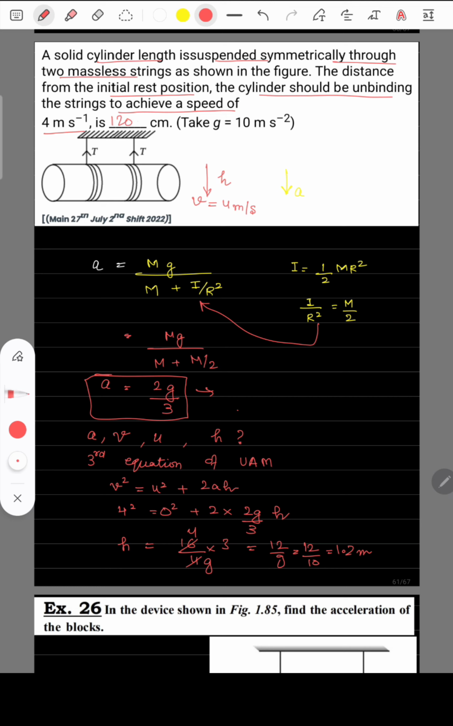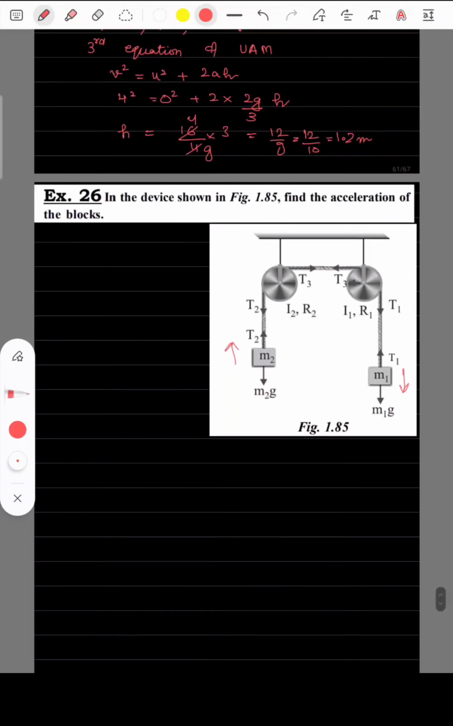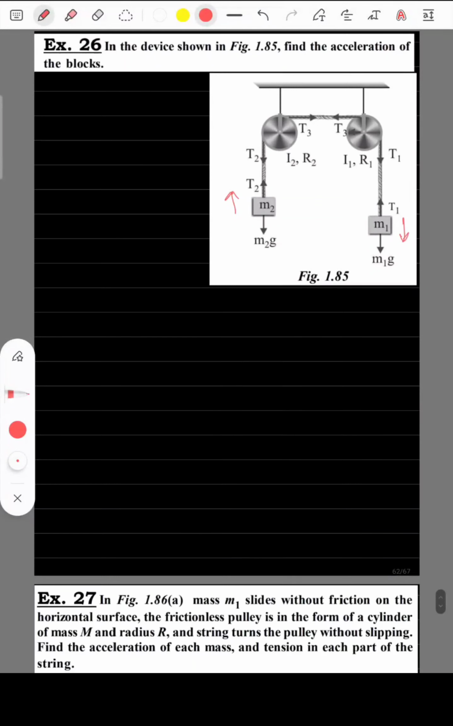The same question we have solved using the energy conservation principle, and it has been uploaded in the shorts section. You can watch that also. So let's move to the next example.